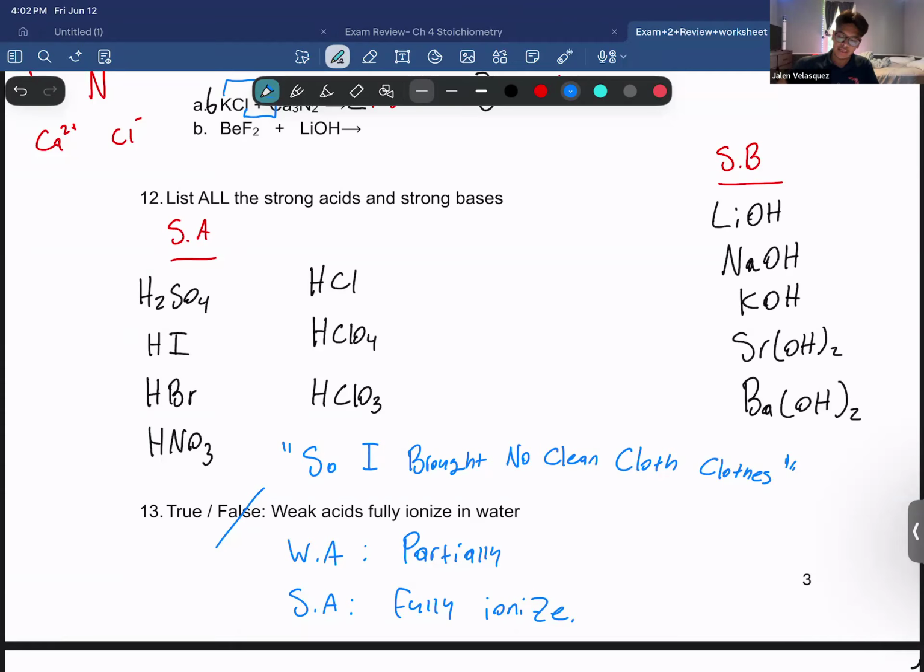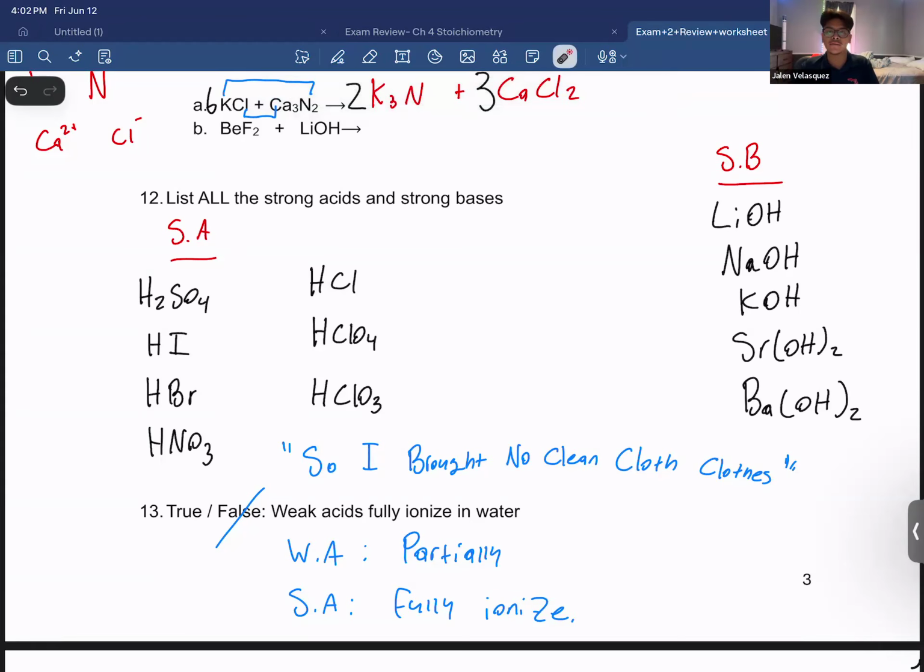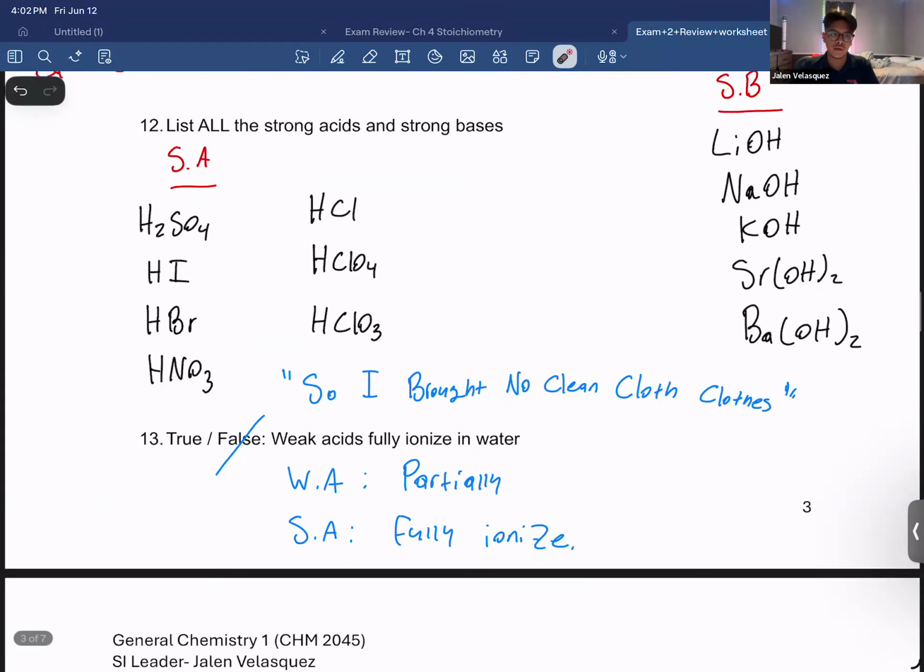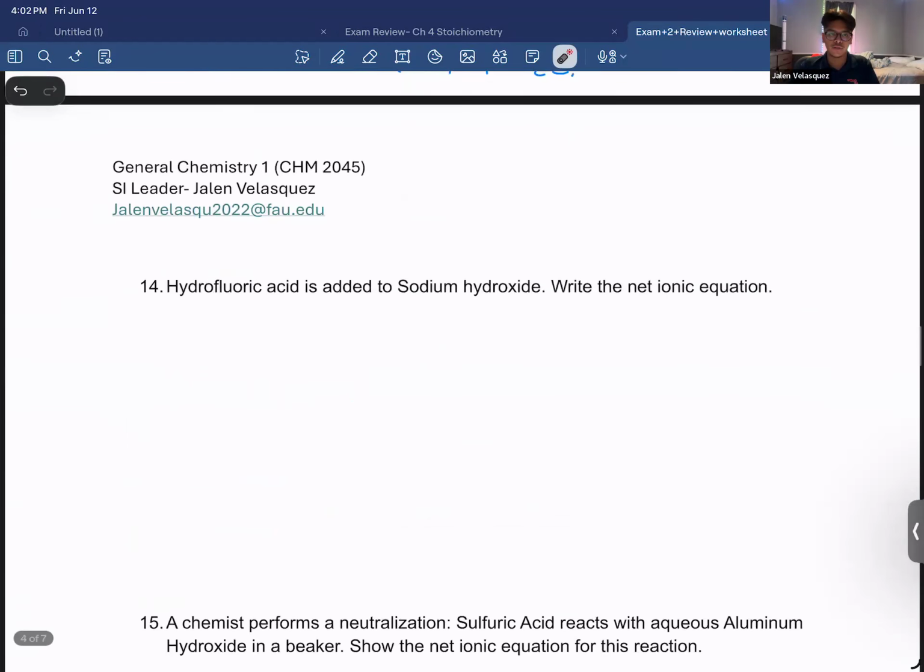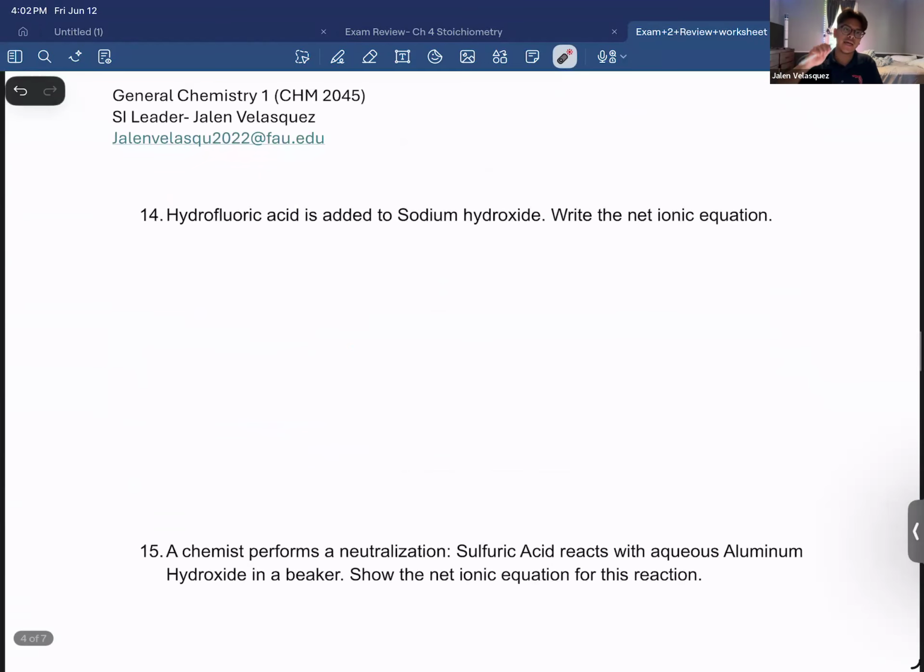All right, so using this idea of the dissociation of strong acids, strong bases, weak acids, weak bases in solution, I want you to look at number 14. So this says that hydrofluoric acid is added to sodium hydroxide. Write the net ionic equation for this reaction. So I'll give you like 4 to 5 minutes to think about it, get it started, and then I'll start to go through it.